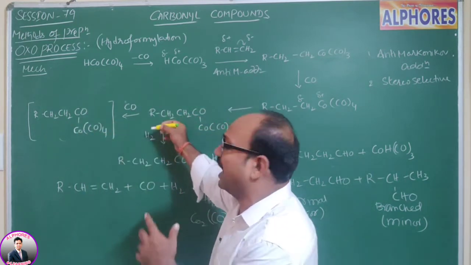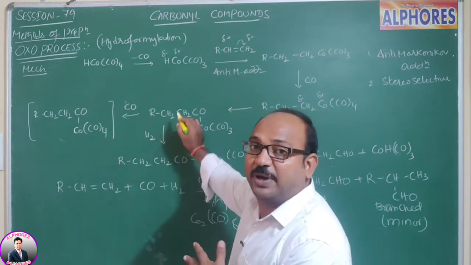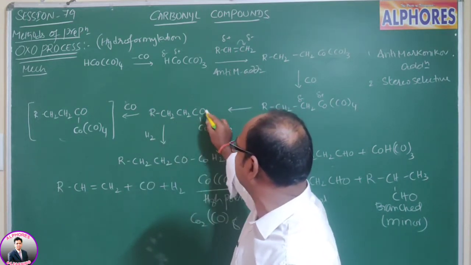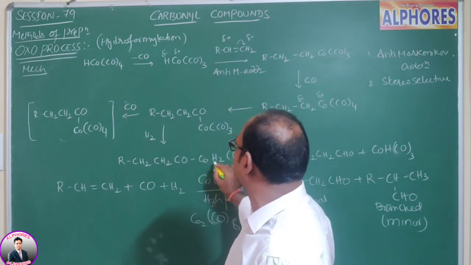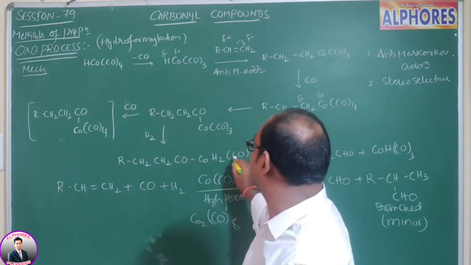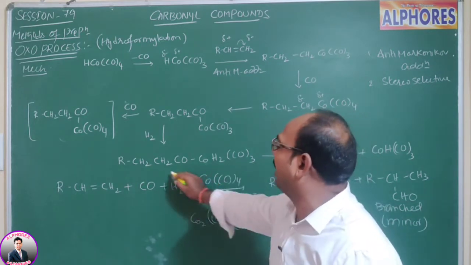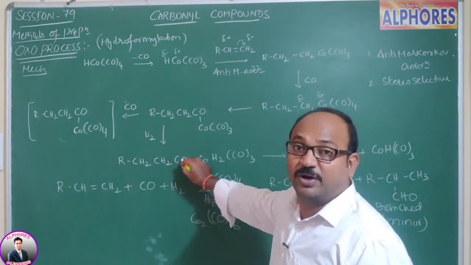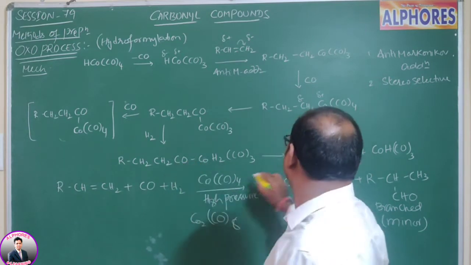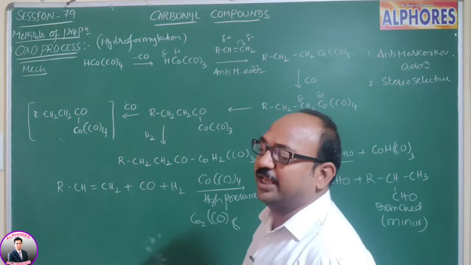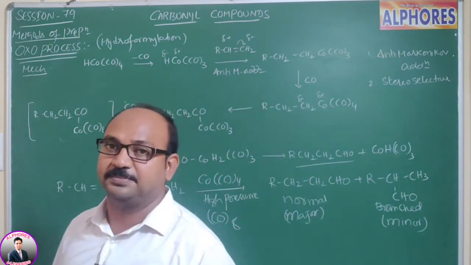Whereas this one, upon hydrogenation, we are getting RCH2CO, and here both the hydrogen atoms are attached to cobalt, H2Co(CO)3, which upon further rearrangement, one of the hydrogen goes to carbon, and we are getting RCH2CHO and Co(CO)3.